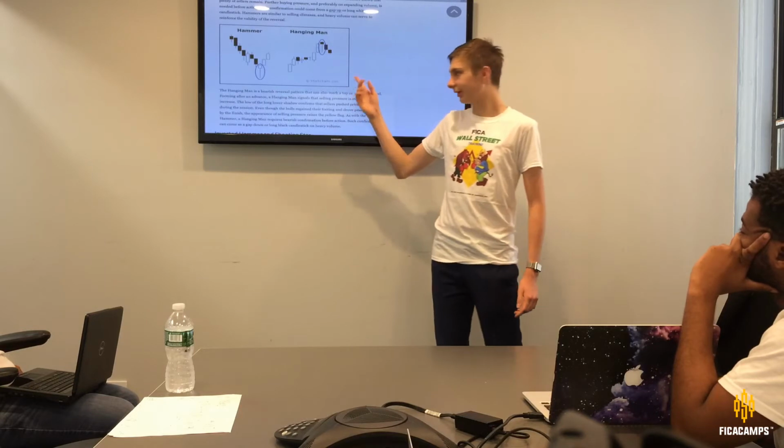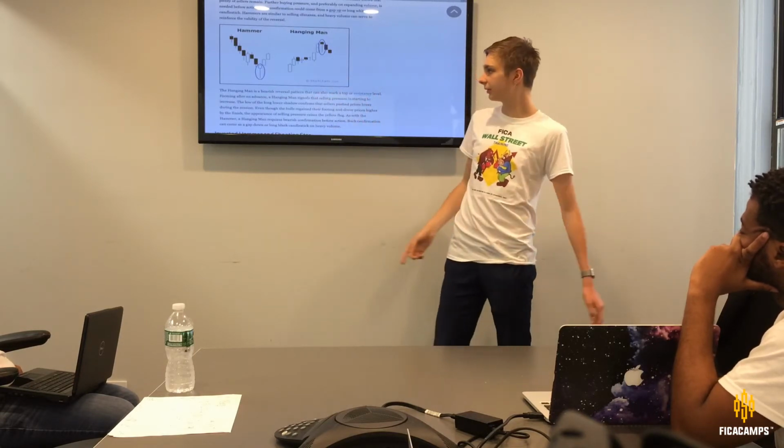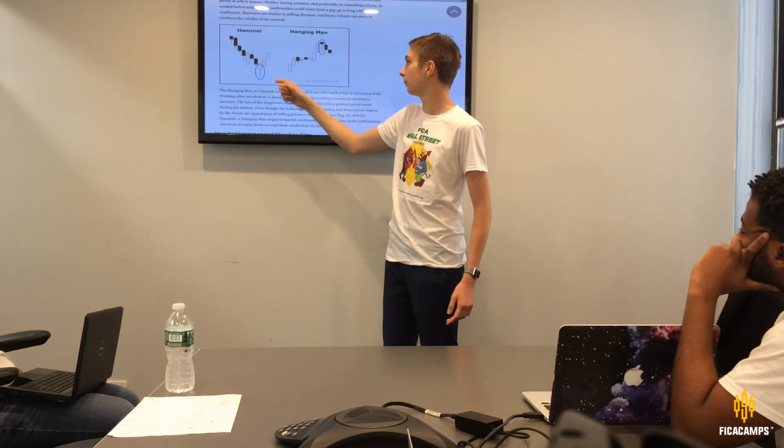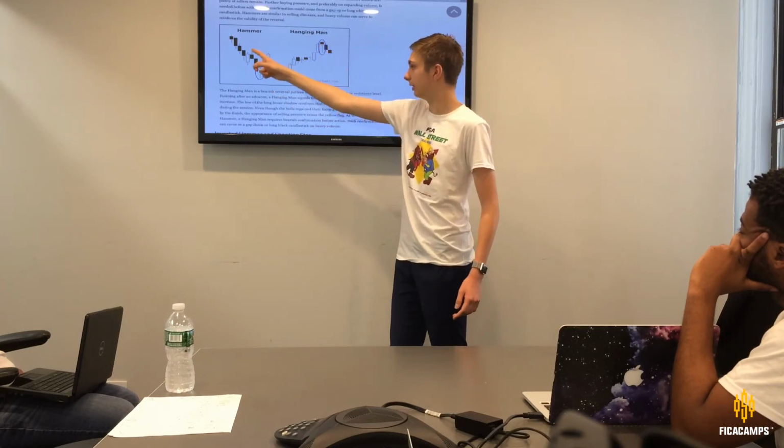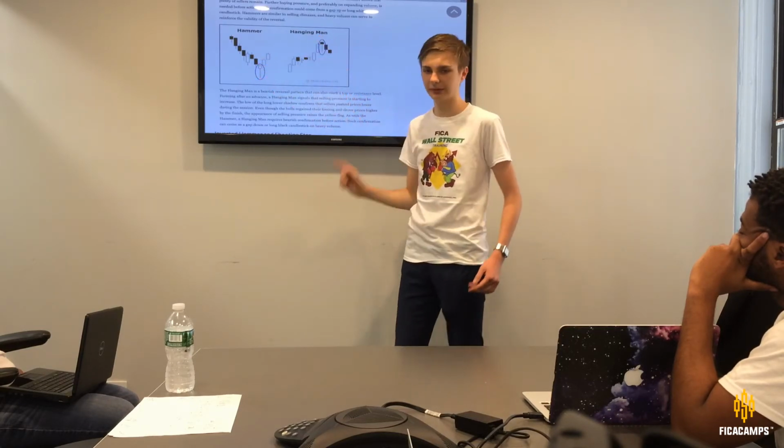So this is just examples in a chart of what they look like. If it's at the bottom, it's called a hammer. If it's at the top, it's a hanging man. And you see after it, it starts to go the other way.